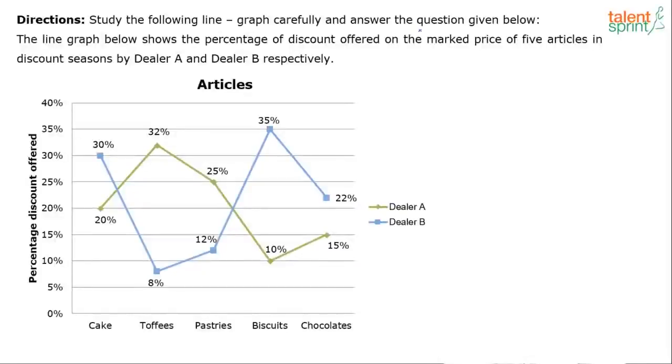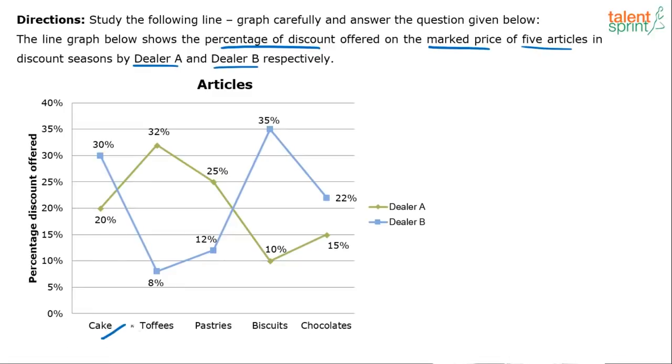Study the following line graph carefully and answer the questions given below. So the line graph here shows the percentage of discount offered on marked price of 5 articles in discount seasons by dealer A and dealer B respectively. So the line graph here basically shows percentage of discount. It's very, very important to understand the data carefully, right? Percentage of discount on marked price of 5 articles by dealer A and dealer B respectively.